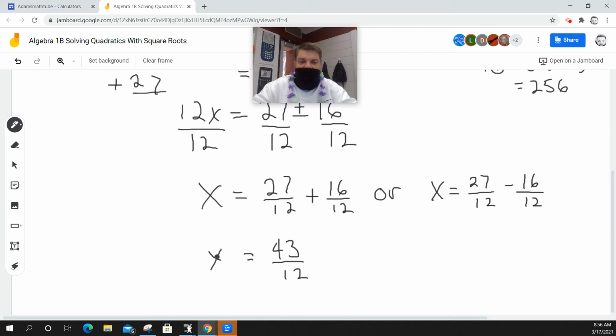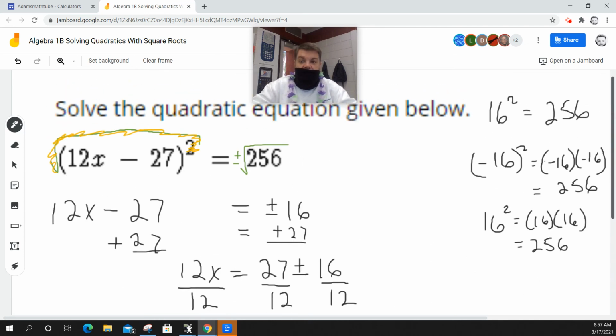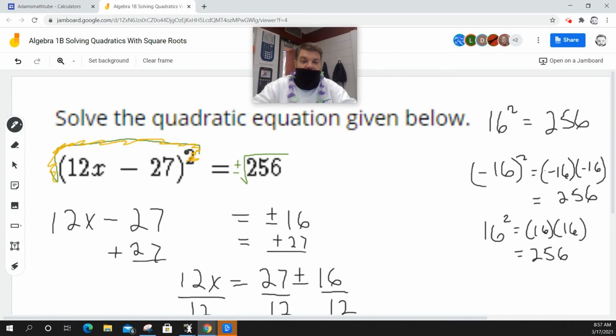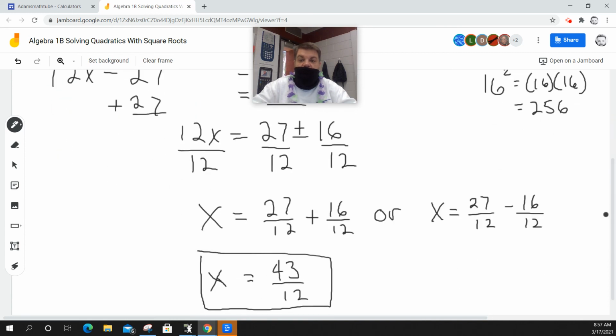By the way, we could do that on the calculator, but 27 plus 16. Now that can't be reduced because 43 is a prime number. Okay, so that's one of our solutions. By the way, how do I know there's two solutions? Because it's quadratics. Way up here at the top, I had x squared, right? This square and this x means that I'm going to have two solutions.